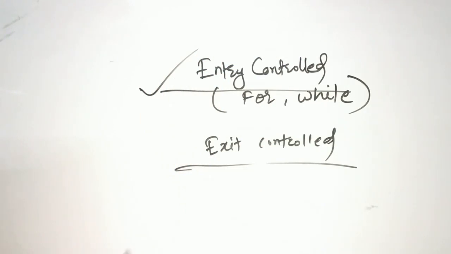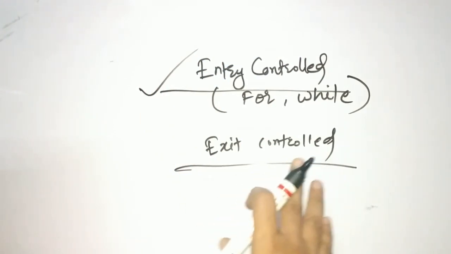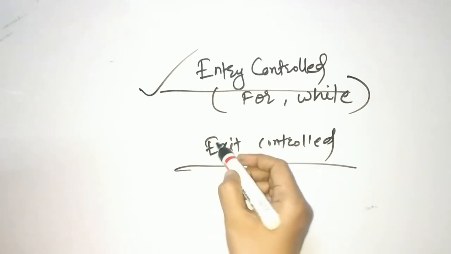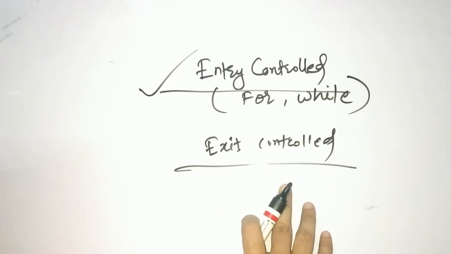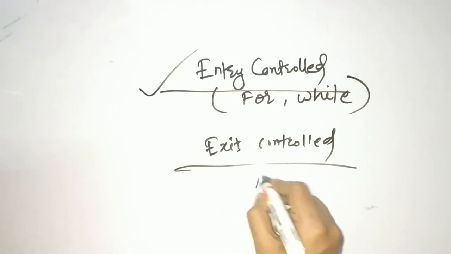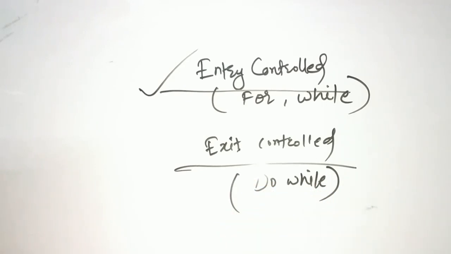But what is exit control? Exit control is different. In the exit control, it checks the condition while going out, which means at least once it will execute the main body. So do while is one example. In the do while, the loop will execute the code block at least once, even if the condition is false, because the condition is specified at the end of the loop.